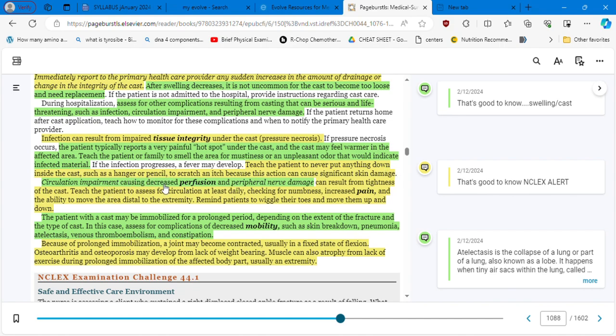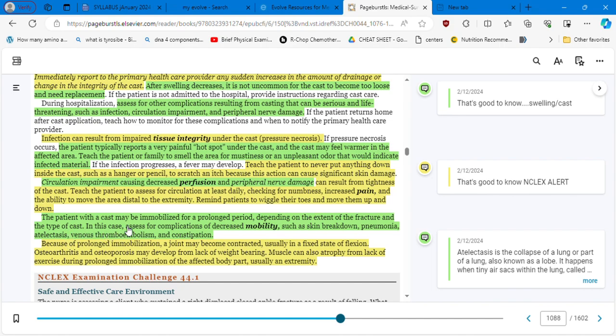Circulation impairment causing decreased perfusion and peripheral nerve damage can result from tightness of the cast. Teach the patient to assess for circulation at least daily, checking for numbness, increased pain, and the ability to move the area distal to the extremity. Remind patients to wiggle their toes and move them up and down. That's the way they can check for circulation impairment.